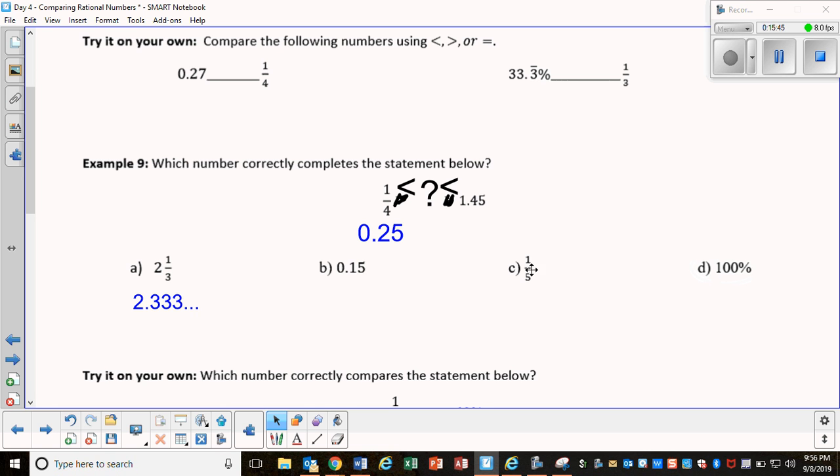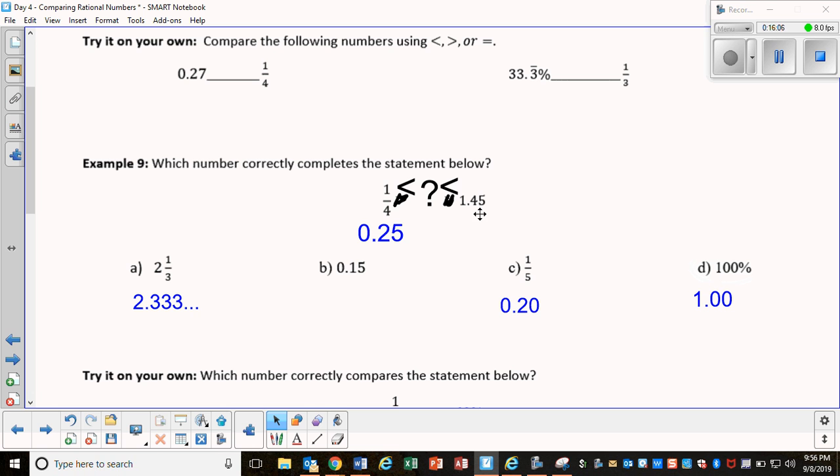1/5, I can just do 1 divided by 5, which is 0.20. Just put a 0 on the end. And then 100%, move the decimal point over 1, 2. So that just equals 1.00. So I'm basically trying to figure out which one of these decimals is between 0.25 and 1.45.